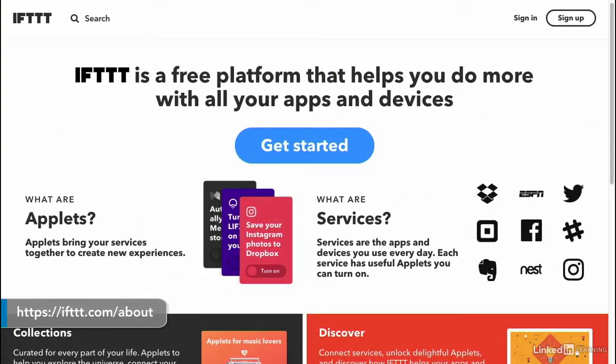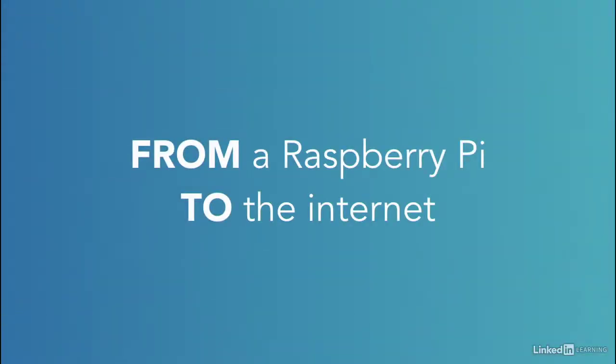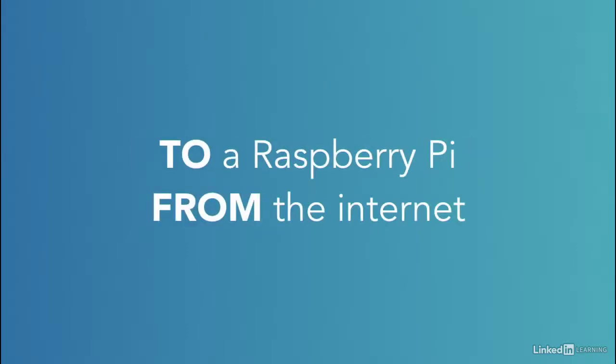IFTTT is based on the concept that when something happens, IFTTT sends a message to something else. In this session, I'll show you how to send information from a Raspberry Pi to the Internet. In a later session, I'll show you how to send information to a Raspberry Pi from the Internet.